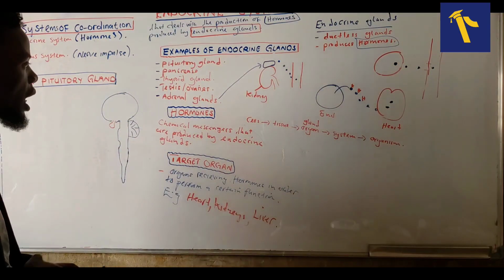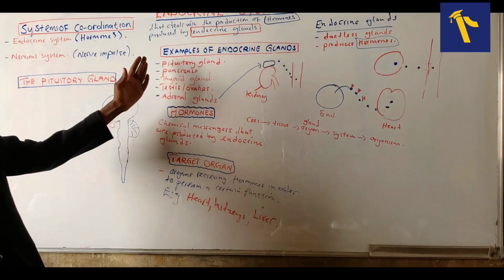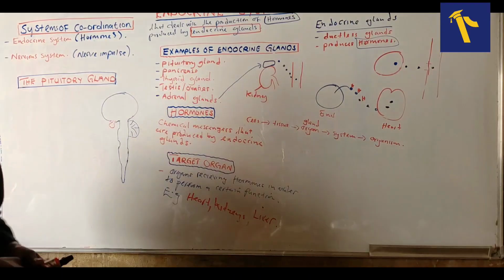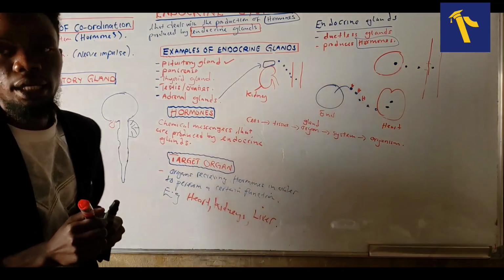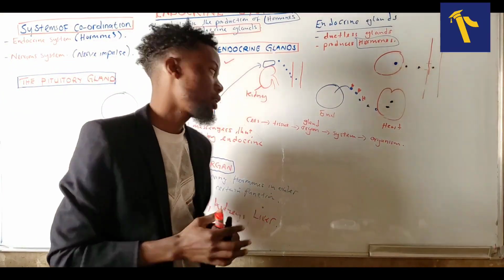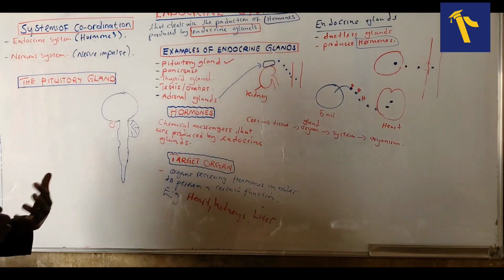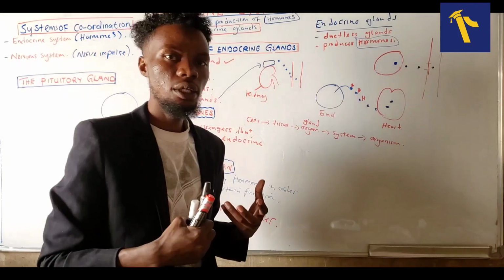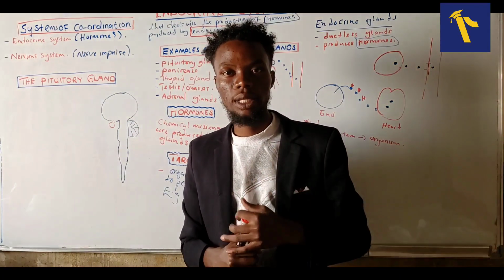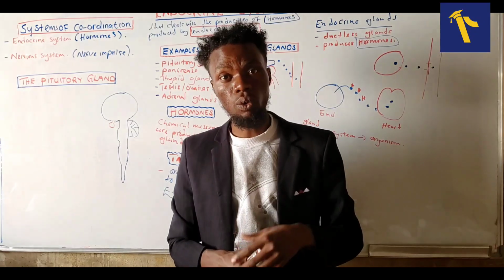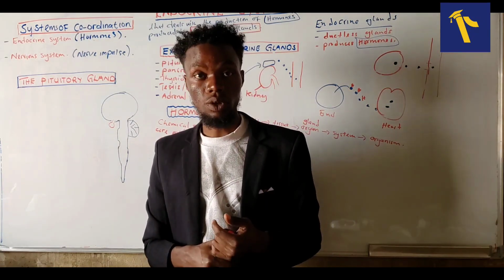Okay, now to complete this video, let's talk about one good example of the endocrine gland, which is the pituitary gland. So we'll talk about the pituitary gland here and everything that you need to understand about the pituitary gland. Okay, now what is the pituitary gland? The first question that we're going to ask ourselves is, where can you find the pituitary gland? Because the location of these endocrine glands is very, very important. Otherwise, if you don't know, they're going to ask you during an exam, then you're going to fail.